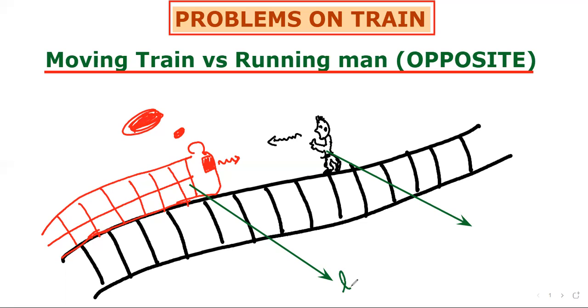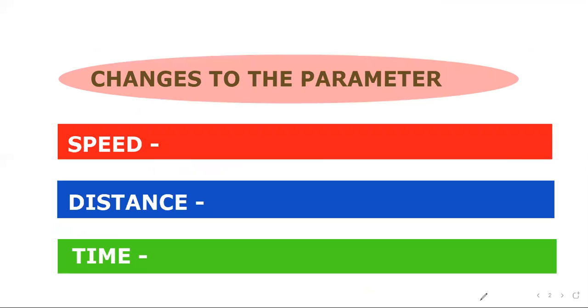Okay, so before we proceed, let's assume some variables. Let's assume the length of the train as L. A man does not have any effective length. The next parameter is speed. Let's consider the speed of the train as ST and the speed of the man as SM. And the last parameter, time, which is nothing but the time taken by the train to cross a man who is running in the opposite direction. Let's see what changes we have to consider in this case.